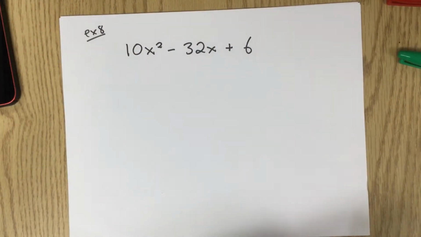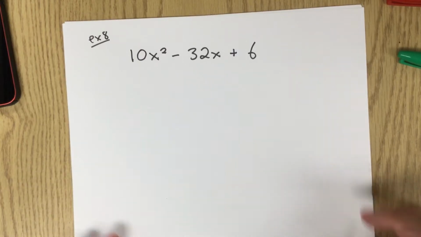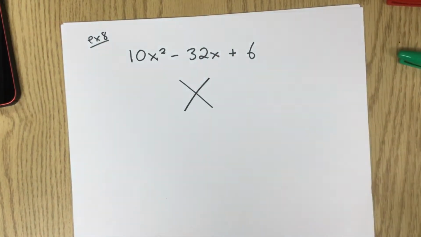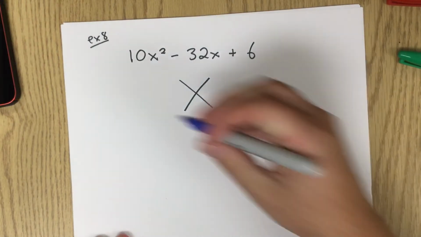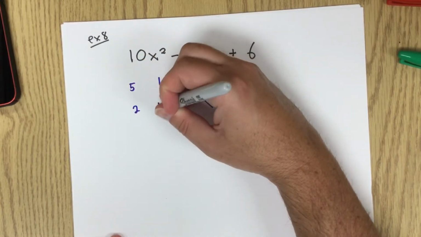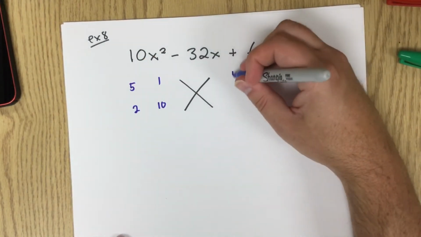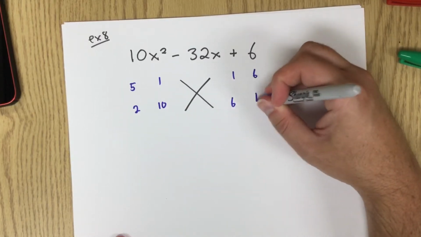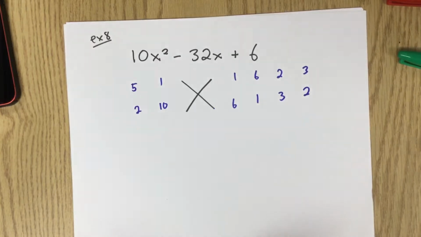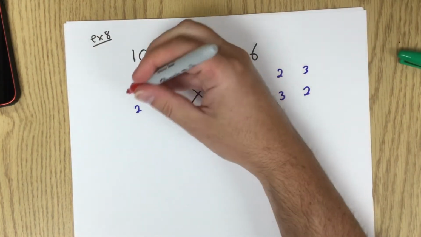Okay, this one we're going to do something, but it's going to be a bit of a weird screw up, coming down the line. So this is going to be 5 and 2, 1 and 10. This is going to be 1 and 6, 6 and 1, 2 and 3, 3 and 2. Okay, so let's do the 5 and the 2 first.